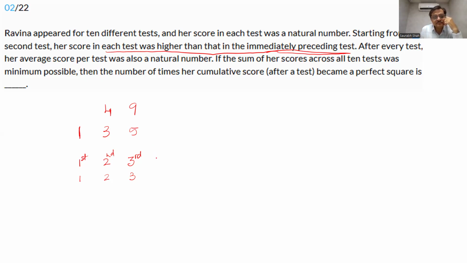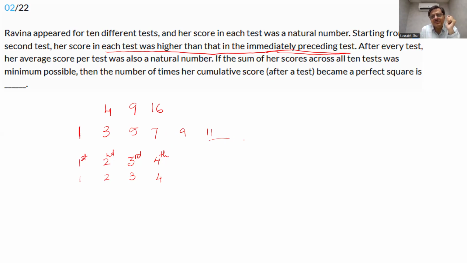Let's try the fourth test. Now, the average should again be a natural number, which means the cumulative total of the 4 tests should be a multiple of 4. And I'm supposed to add a number greater than 5. So even if I add 6, 9 plus 6 gives me 15. I need a multiple of 4. So 9 plus 7 gives me 16. And of course the average turns out to be 4. The pattern is clear: the first test is 1, second test is 3, then 5, 7, 9, 11, odd numbers.